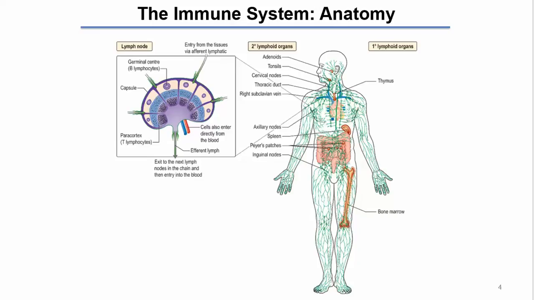The primary lymphoid organs are where the immune cells are generated or become immunocompetent. The B cells are generated and become immunocompetent in the bone marrow. The T lymphocytes are generated in the bone marrow and become immunocompetent in the thymus. This again is just review.